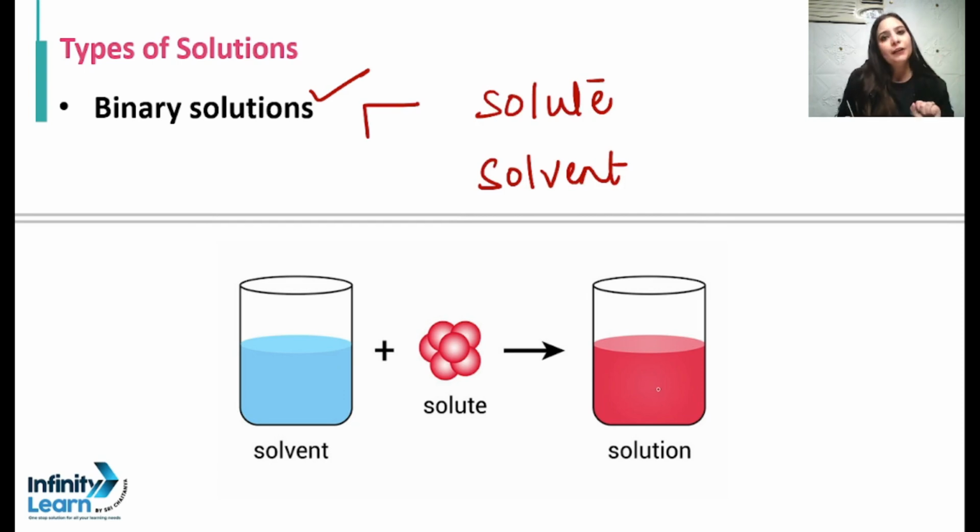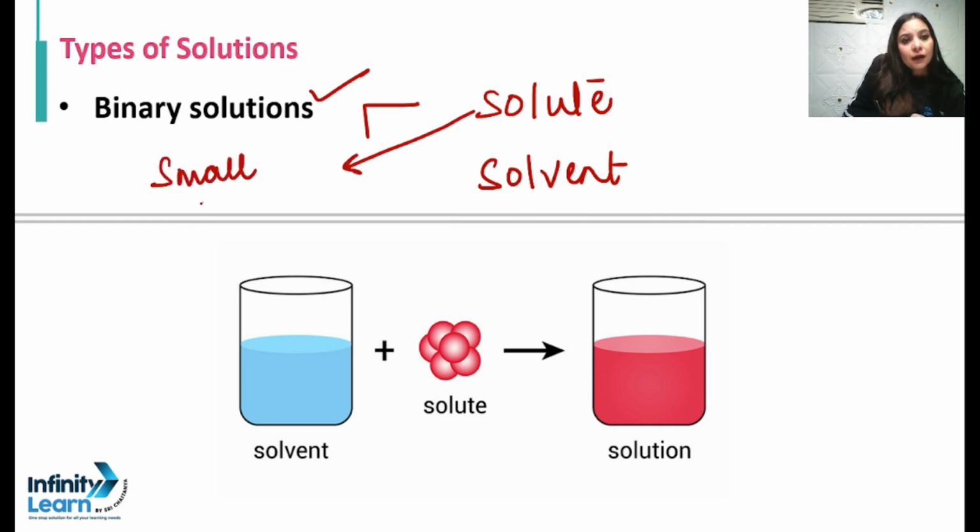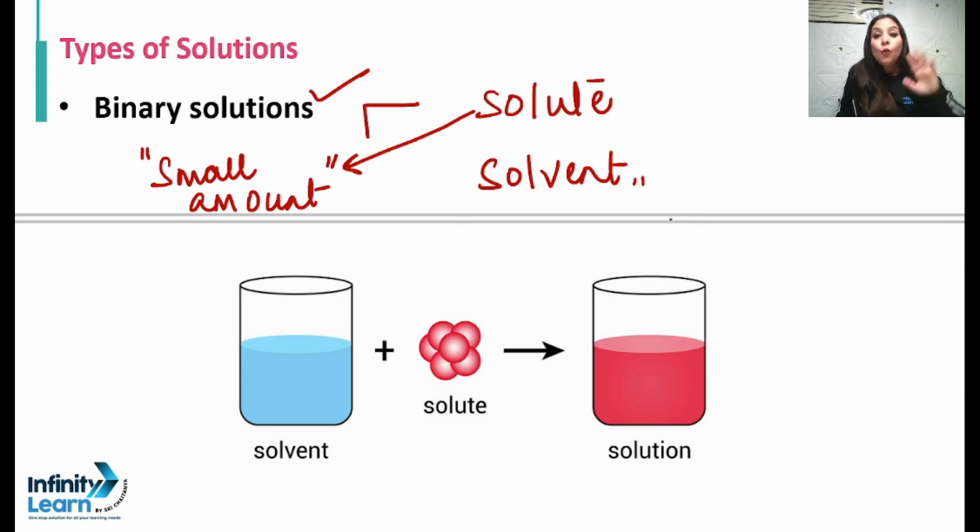Now, what is the difference between the two? See, when you take water and add salt to it, salt is always taken in a small amount. It is the solute. So the component which is taken in a small amount is called the solute. And the component which, in comparison to the solute, is taken in more amount is called the solvent.